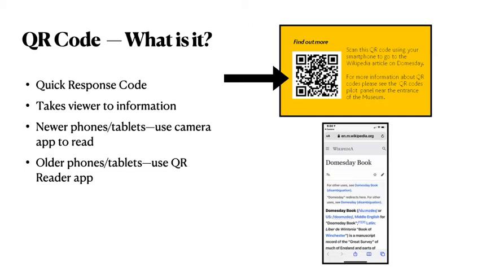Now, our newer smartphones and tablets use the camera app to read. You don't have to go to the App Store and download anything. However, if you have an older smartphone or an older tablet, you may have to go to either the App Store for Apple products or Google Play Store for Androids and download a QR reader app. Now, the good news is they're free.